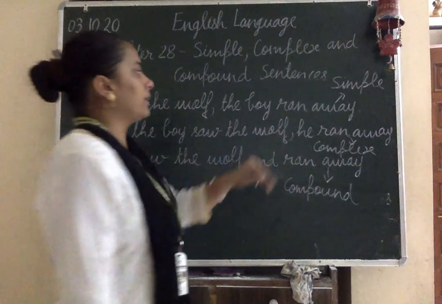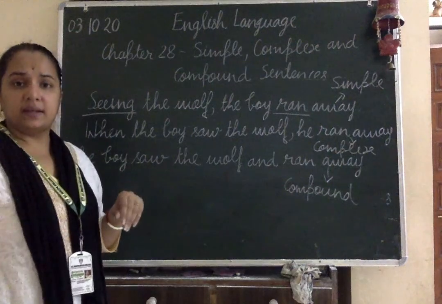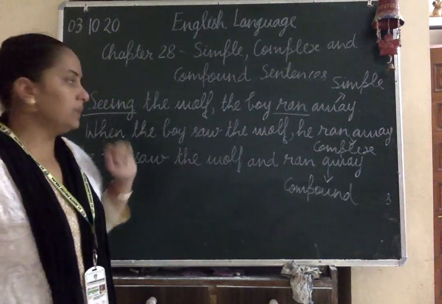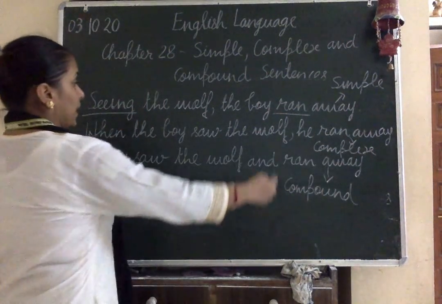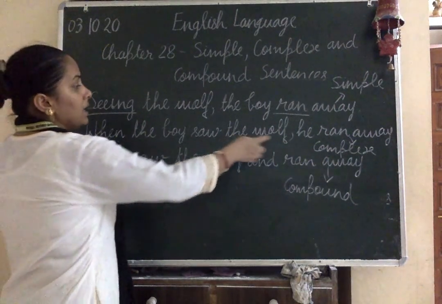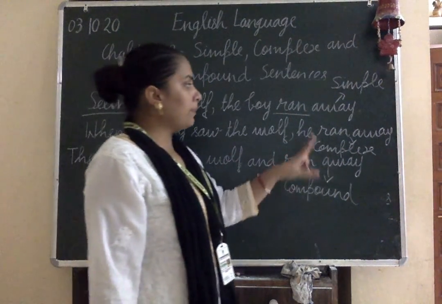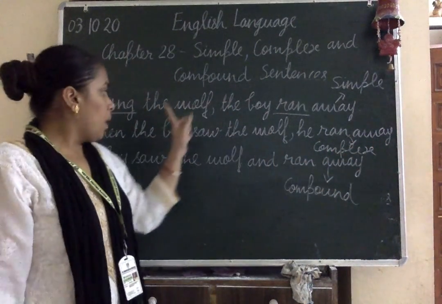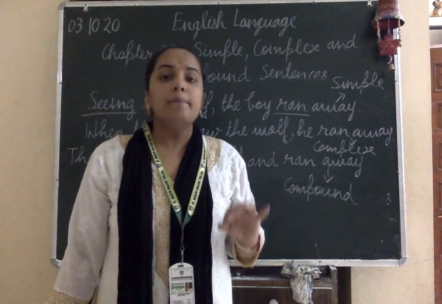Seeing the wolf, the boy ran away. The finite verb, the non-finite verb. And this is the main clause because it is giving you the complete meaning. Next, when the boy saw the wolf, he ran away. When the boy saw the wolf, this we have already discussed in the examples of complex sentences. This much is the subordinate clause because it is asking what happened next. So what happened next is he ran away. This is the main clause. So one main clause, one subordinate clause, that's why it is the complex sentence.